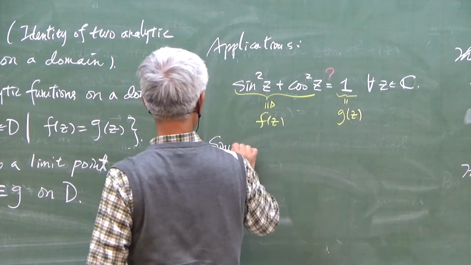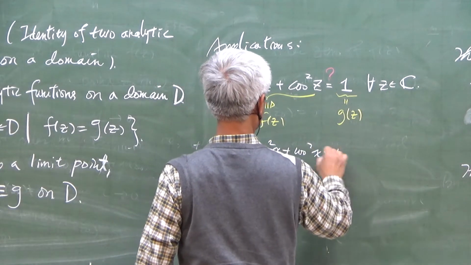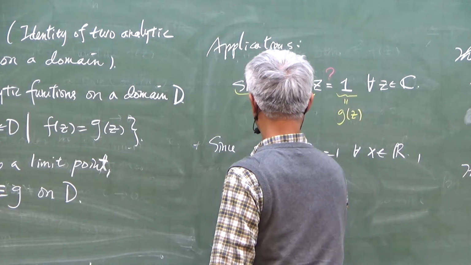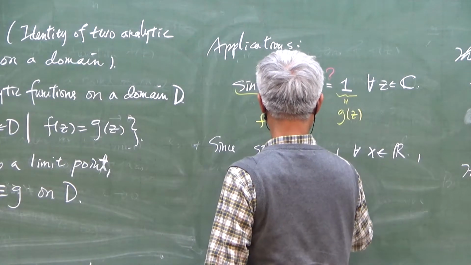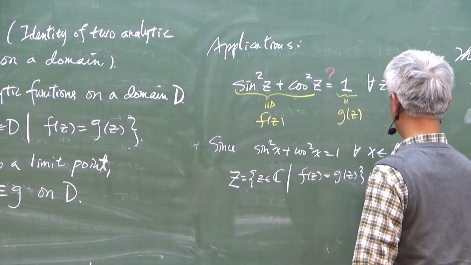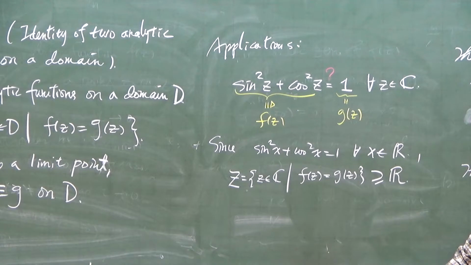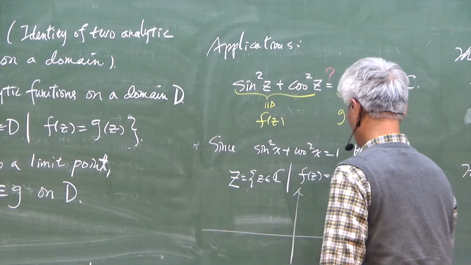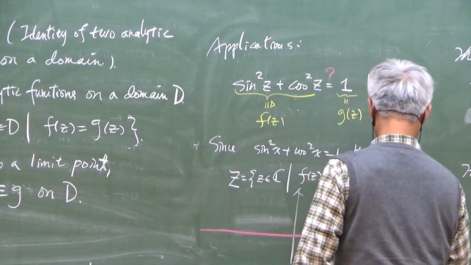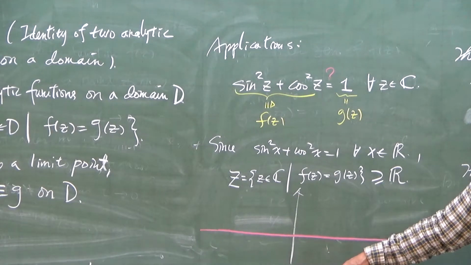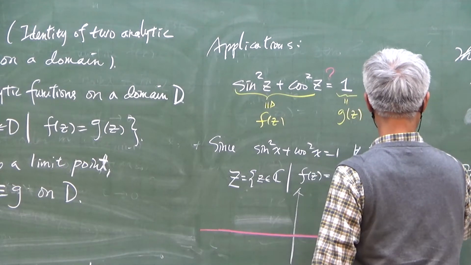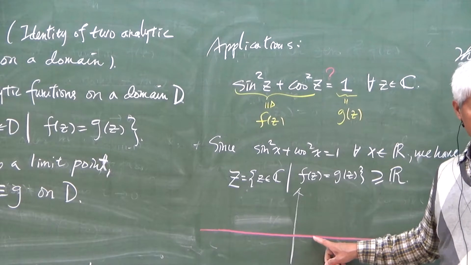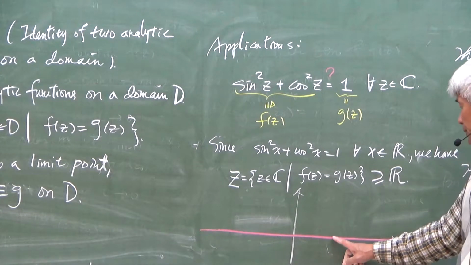Now, since sine squared x plus cosine squared x equals 1 for all x in R, the set Z contains the whole real line, because we have this identity. But every point of R is a limit point of R. Any neighborhood of a real point contains another real number.